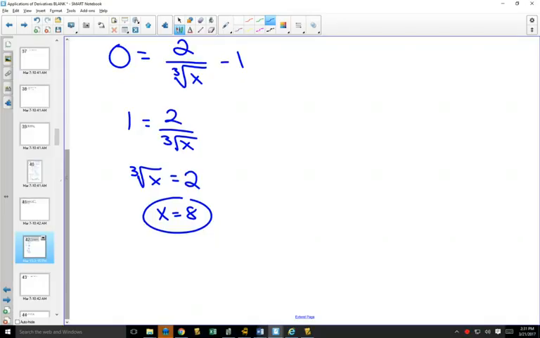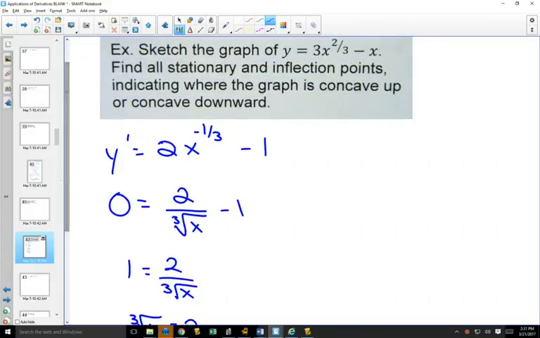So when we go to our number line, what are all the things that we include on our number line? We include our critical point where it's equal to 0, so that's at 8. What else do we include on our number line? Any non-permissible values. Now, our original equation, does it have any non-permissible values? No. But our derivative does. What's our non-permissible value for our derivative? 0. So we'll also have to add 0 onto here.